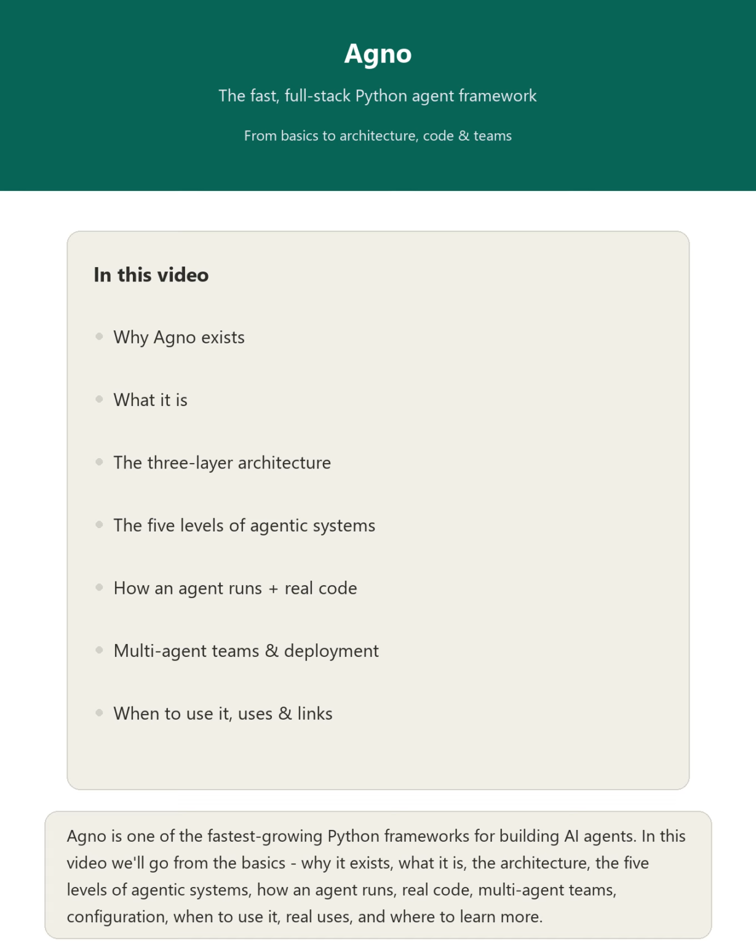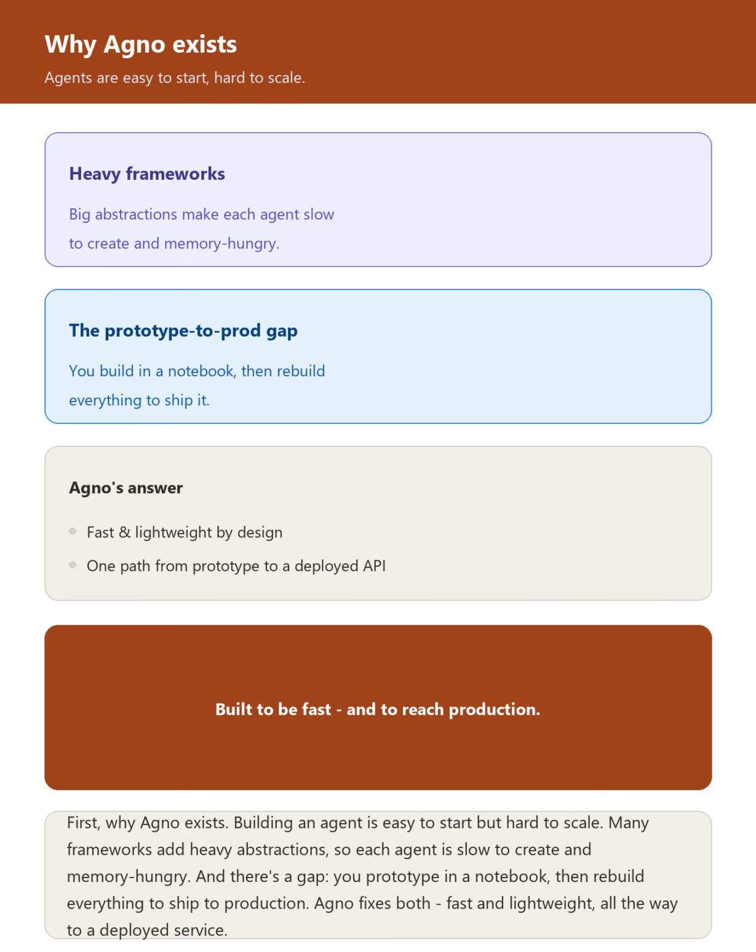Agno is one of the fastest growing Python frameworks for building AI agents. In this video, we'll go from the basics, why it exists, what it is, its three-layer architecture, the 5 levels of agentic systems, how a single agent runs, real code, multi-agent teams, configuration, when to use it, real-world uses, and where to learn more. First, why Agno exists.